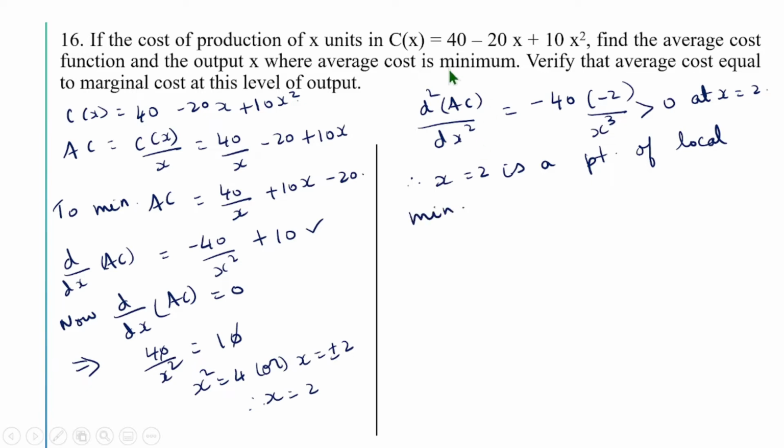And they have also asked, verify that average cost equal to marginal cost at this level of output. So first we have to find the average cost function, and the output x where average cost is minimum. So when x is equal to 2, average cost is minimum. Then we have to verify average cost is equal to marginal cost at this level of output. So therefore the required output is 2 units.